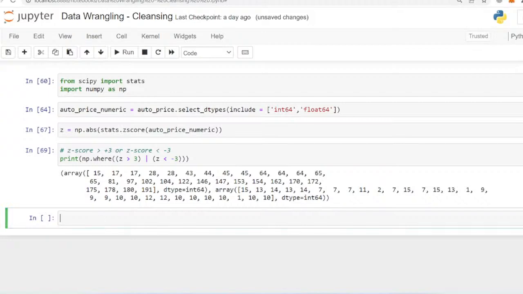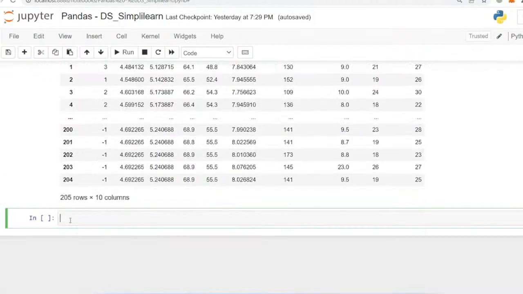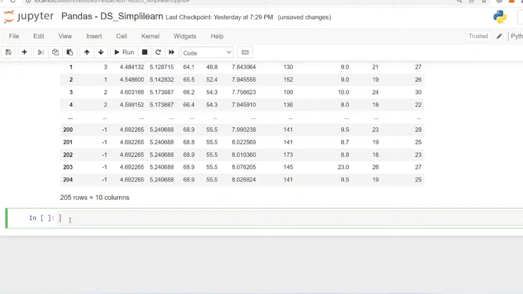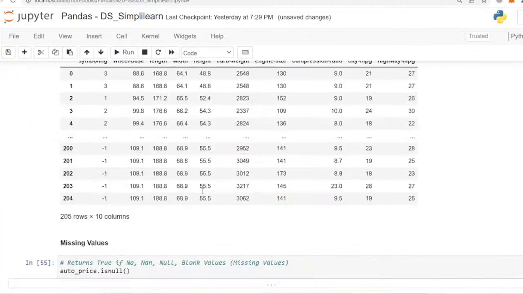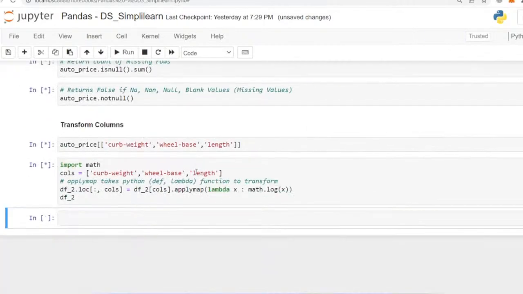Okay, there was one function in the pandas part that I had not discussed earlier or yesterday. I'll simply use here my auto_price. Was this part not discussed? Kernel, restart and run all. What was the name at the top? auto_price. Still there, same.